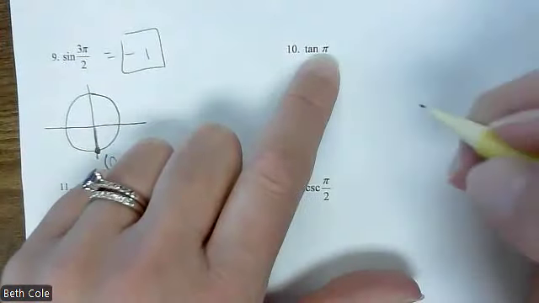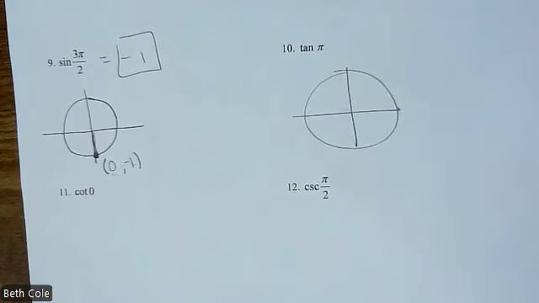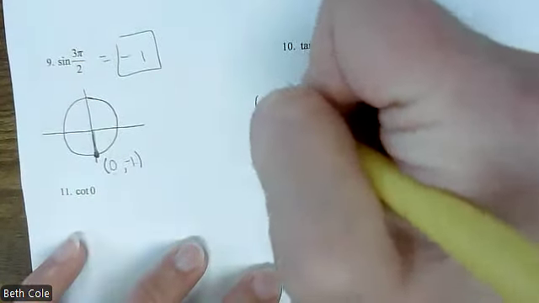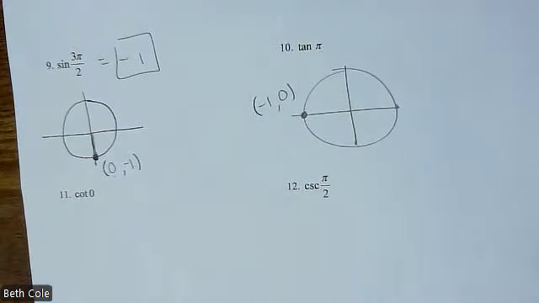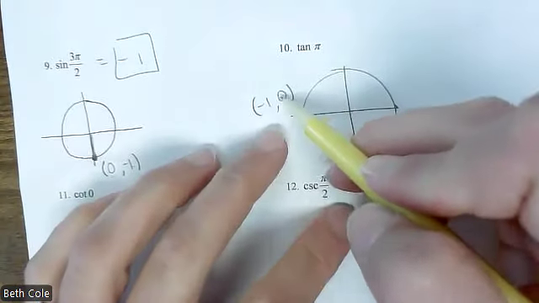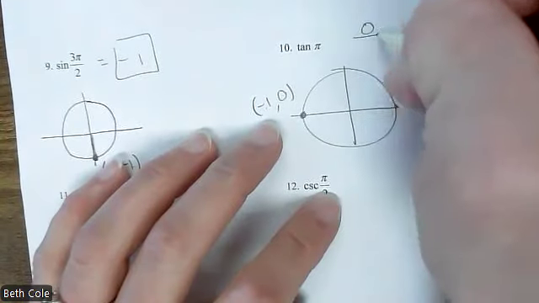Let's do tangent of π. Where's π? Up, down, left, or right? Left. So what's that coordinate point? -1, 0. That's your work. That is your quote unquote work that I need to see. Tangent is y over x. So that is going to be 0 over -1.